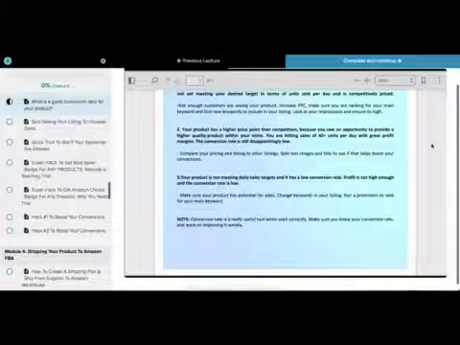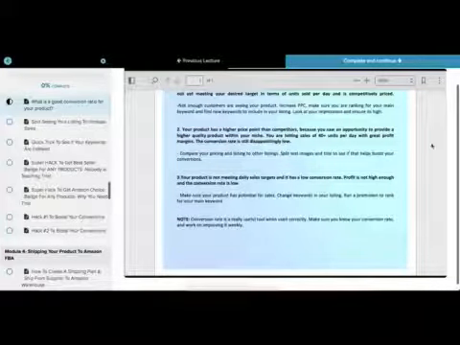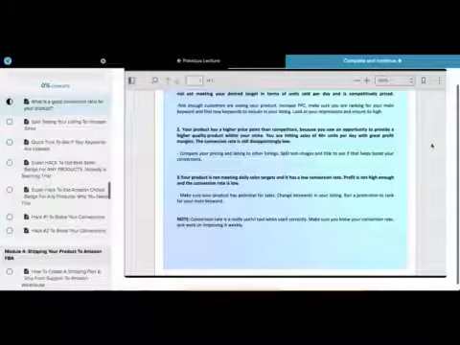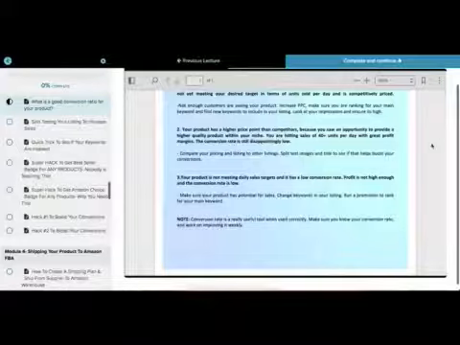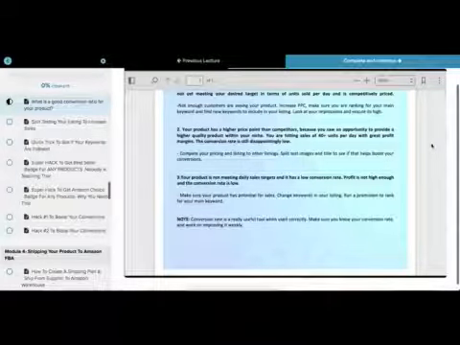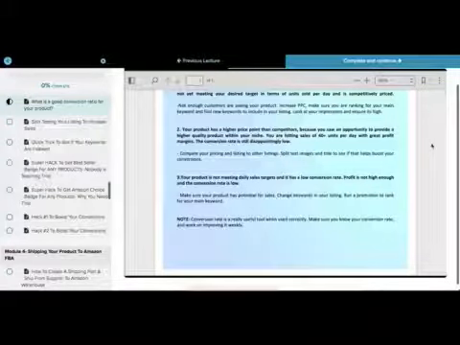Okay. Now the next example is your product is not meeting the daily sales target and it has a low conversion rate. So profit is not high enough and the conversion rate is low. If that is the case, make sure that the product is actually able to make sales.